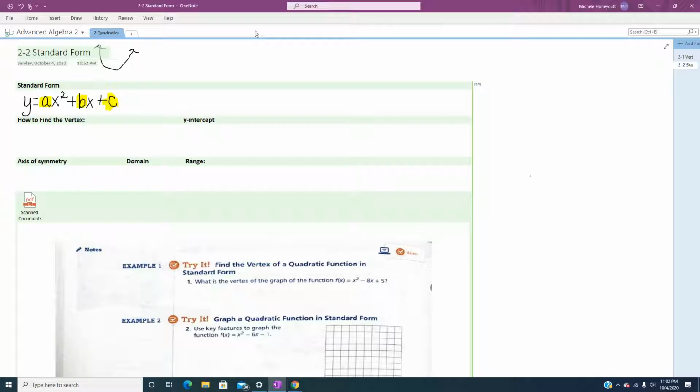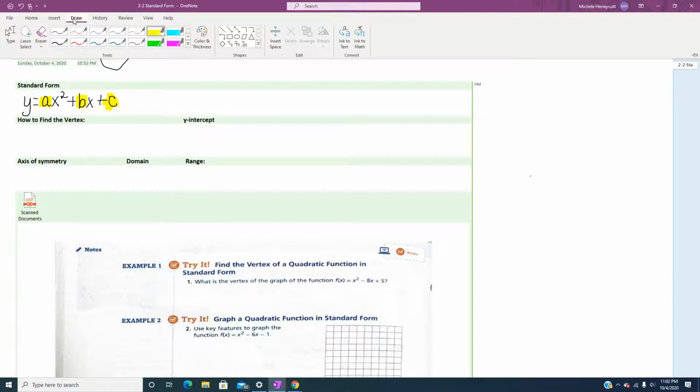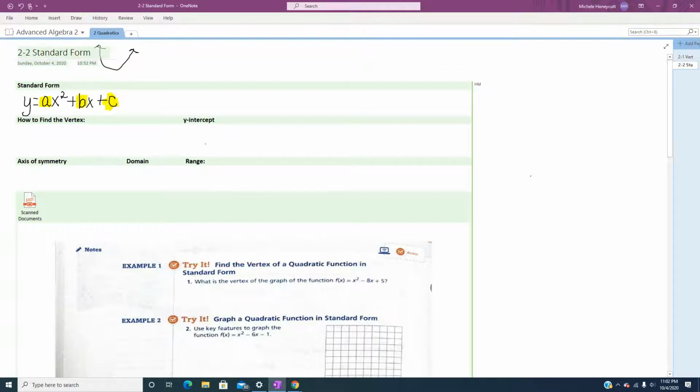Now, the cool thing about the standard form is that whenever you're looking at the equation in standard form, you can just look at it and identify what the y-intercept is going to be. The y-intercept is always going to be in the spot (0, c), whatever that c value is. So this is that c. You can just look at the standard form and pick the y-intercept out. Cool. But we can't find the vertex quite as easily. We're going to have to do a little bit of work whenever we're in standard form.